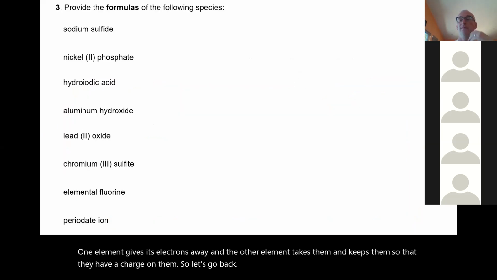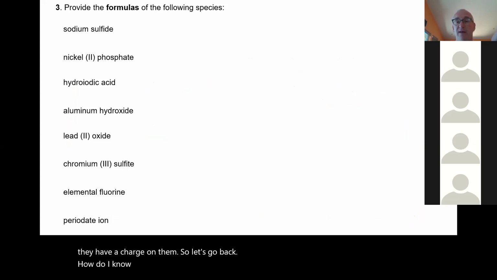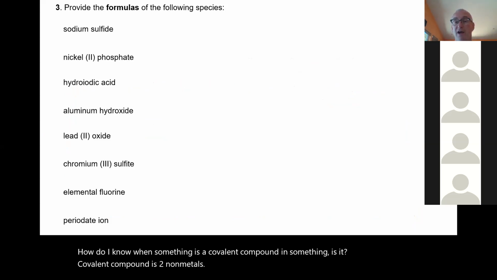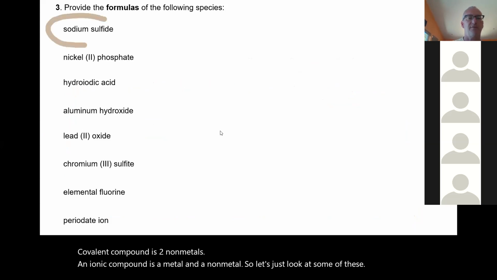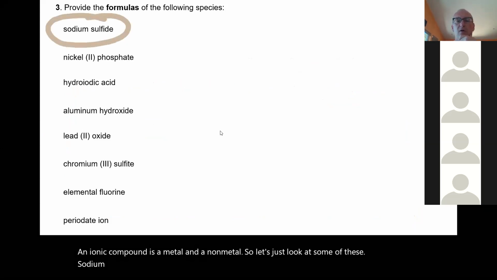How do I know when something is a covalent compound and something isn't? A covalent compound is two nonmetals. An ionic compound is a metal and a nonmetal. So let's just look at some of these. Sodium sulfide, would that be ionic or covalent?